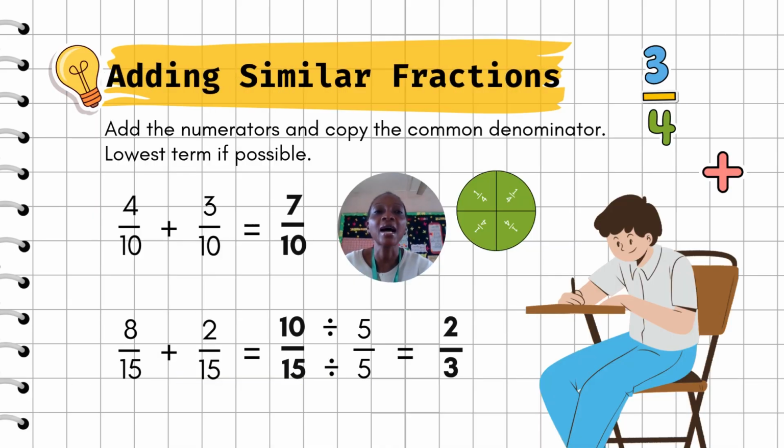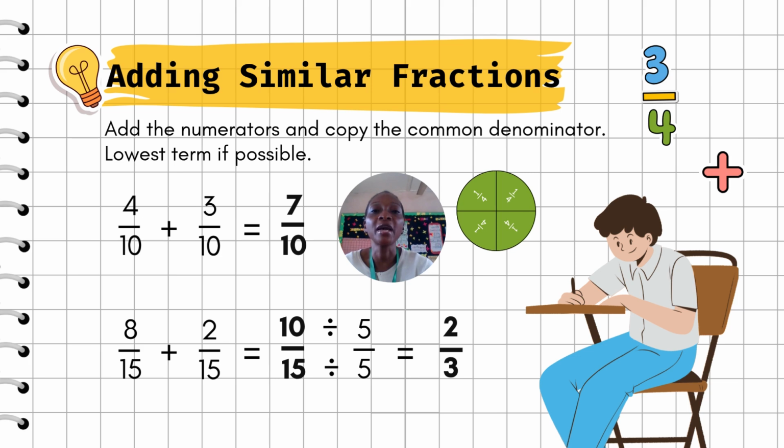We want to talk about adding similar fractions. How do we add similar fractions? For fractions that are the same, you add the numerators alone and you copy the denominator. And if it is possible, you can still break it down to the lowest term. For example, I can give you 4/10 plus 3/10. All you have to do is pick your numerators, 4 and 3. So 4 plus 3 will give us 7. That means our answer is 7/10.